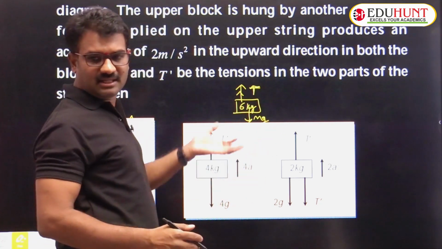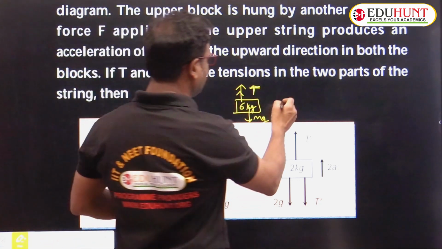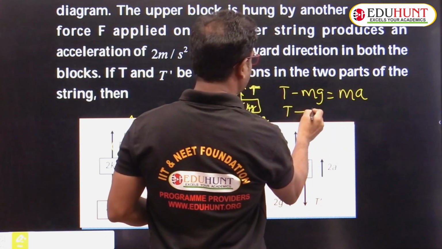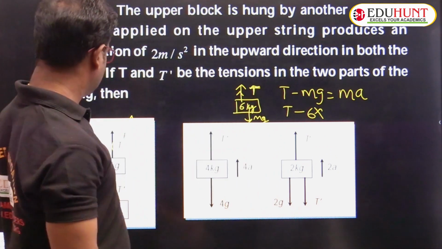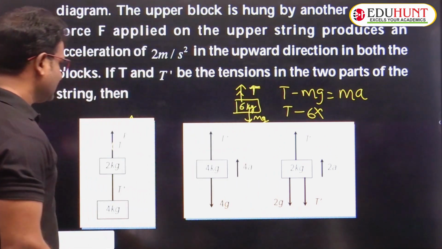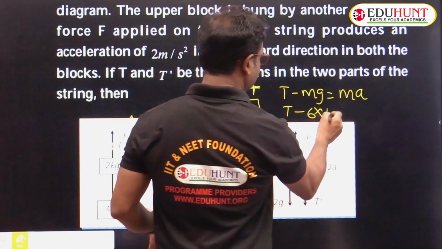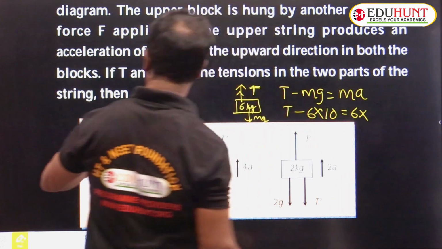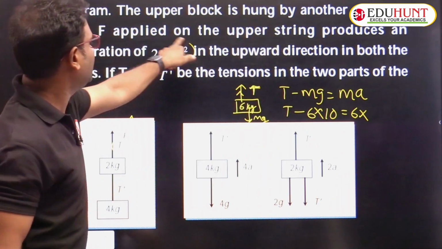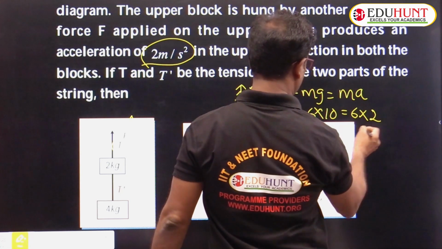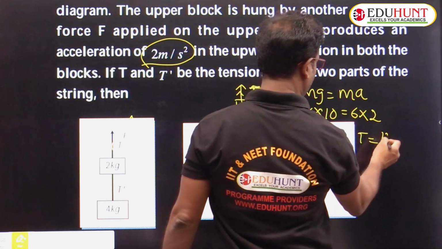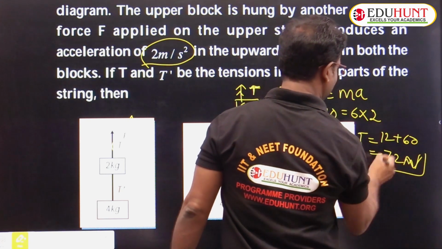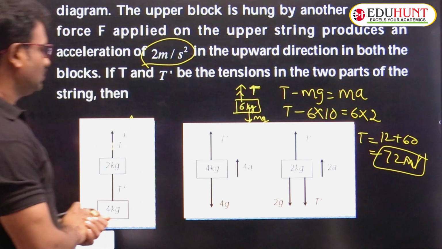As it is moving upwards, the upward force minus the downward force we have to write, that is T minus mg is equal to m into a. So T minus 6 into g, let us take g as 10, is equal to m into a. M into a means how much? 6 into, with what acceleration is it moving? It is moving with an acceleration of 2 meter per second square. That's why 6 into 2. So T equals how much? 12 plus 60, which is equal to 72 newtons. So T is equal to 72 newtons.